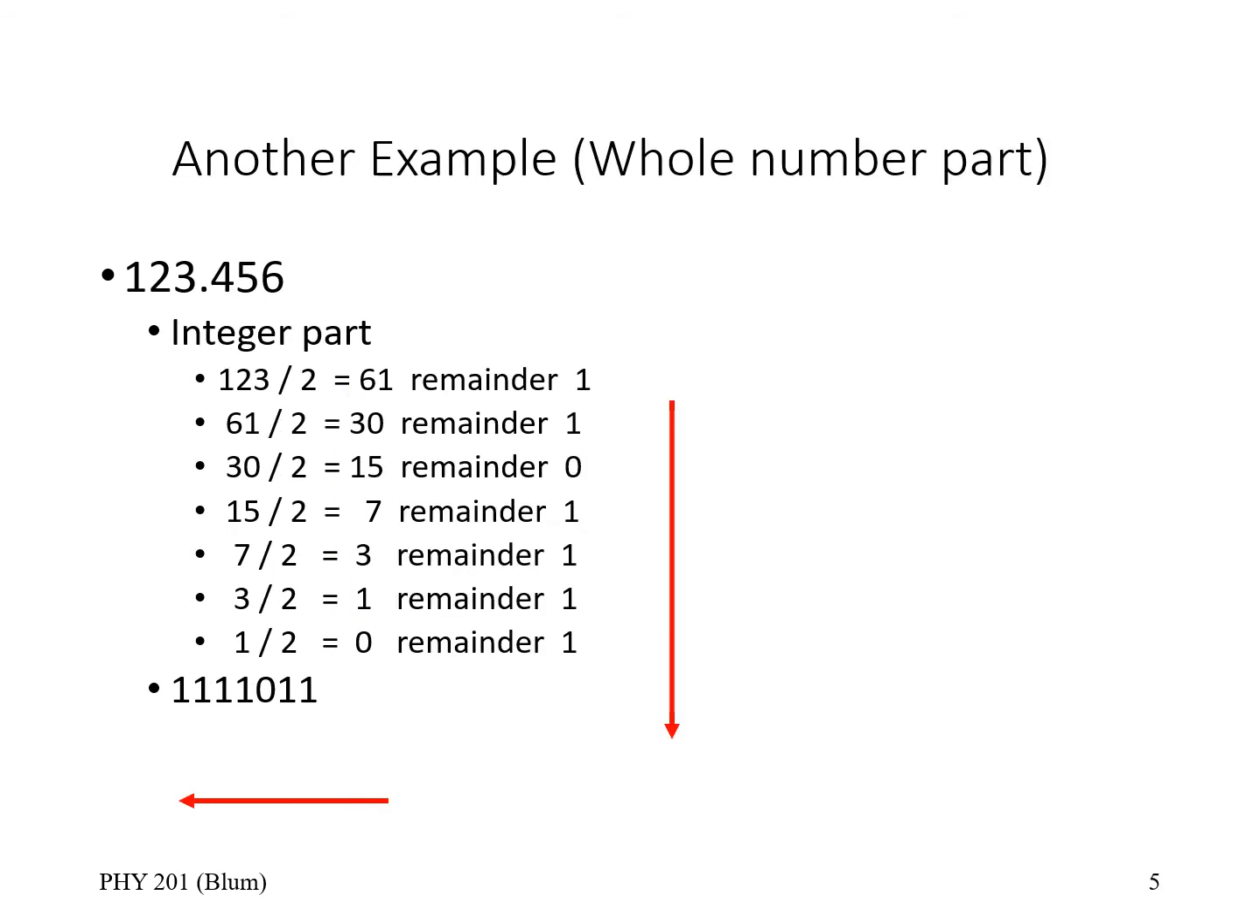Just another example, if we take the number 123.456, then let's take the whole number, the integer part, and repeatedly divide by 2. 123 divided by 2 was 61 with a remainder of 1. That 1 is our digit in the ones place. 61 divided by 2 is 30 with a remainder of 1. That 1 belongs in our twos place, and so on.